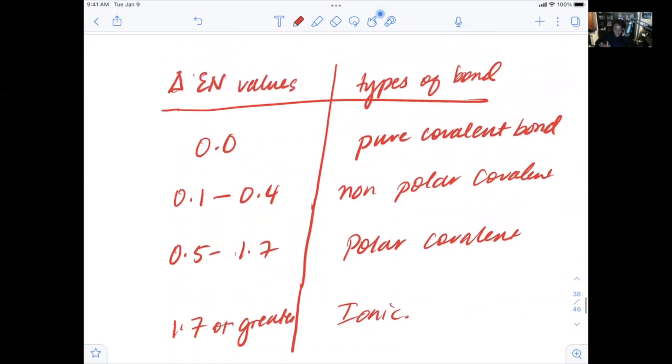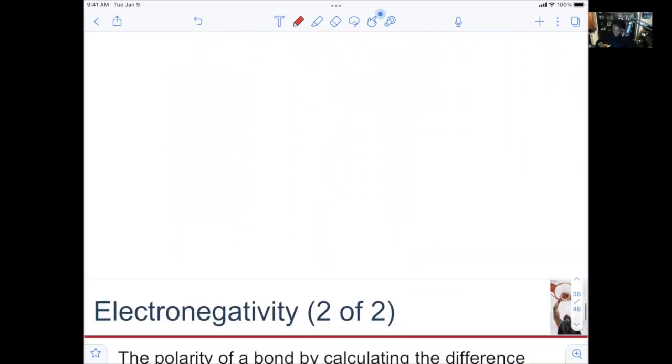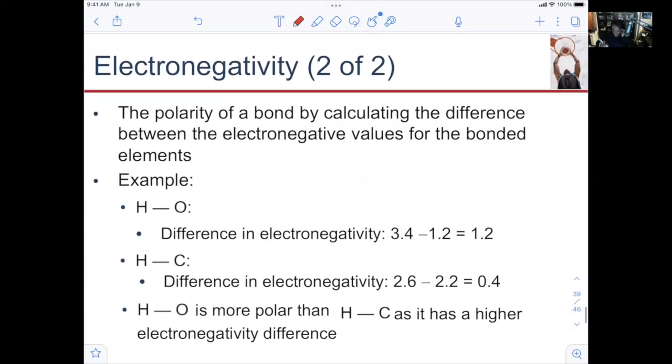So once again, you have to figure out the change or the difference in electronegativity values. And since all these numbers are positive, if whatever number you get is negative, you have to make sure it's positive. So to illustrate that, they gave you some examples here, figuring out electronegativity differences. And this helps you get the polarity of the bond.